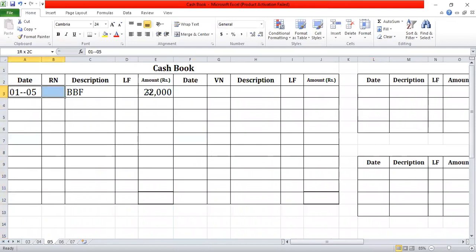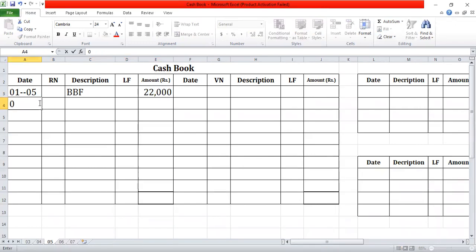For the balance brought forward, we don't have another account because this balance is extracted from last year's statement of financial position. Normally we open new entries called opening entries, but they are not discussed in the O-level syllabus. So remember, for the balance brought forward, we have no visible double entry. Okay, 22,000.